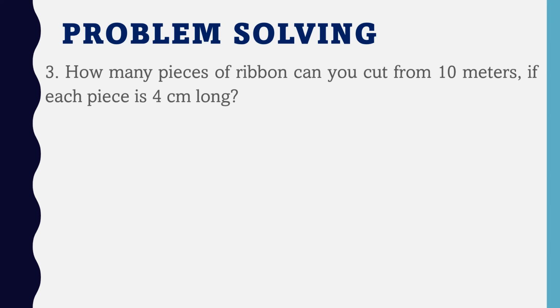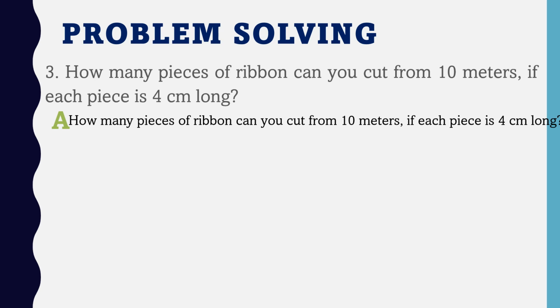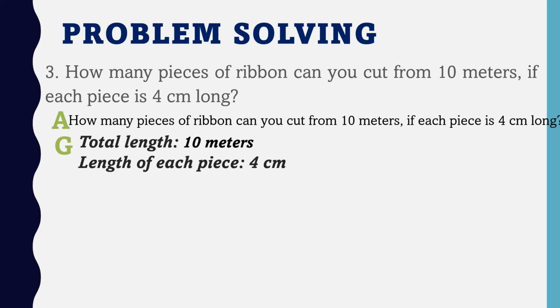Problem number 3 says there, how many pieces of ribbon can you cut from 10 meters if each piece is 4 centimeters long? Okay, so what is asked first? How many pieces of ribbon can you cut from 10 meters if each piece is 4 centimeters long? For the given, the total length is 10 meters and the length of each piece of ribbon is 4 centimeters. As you can see here, we have different units.